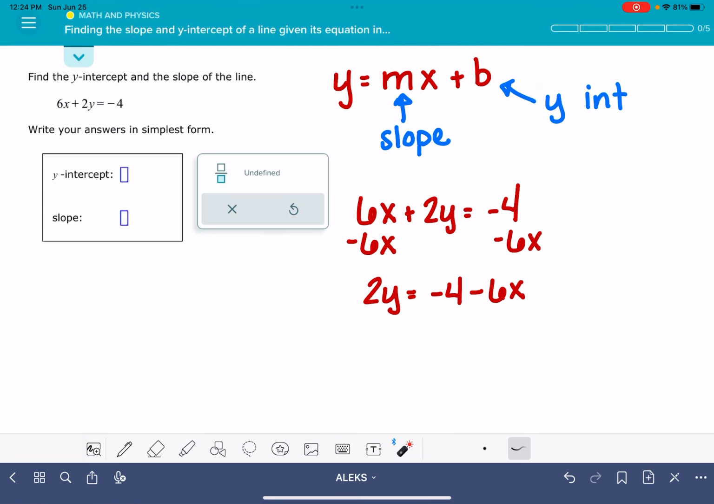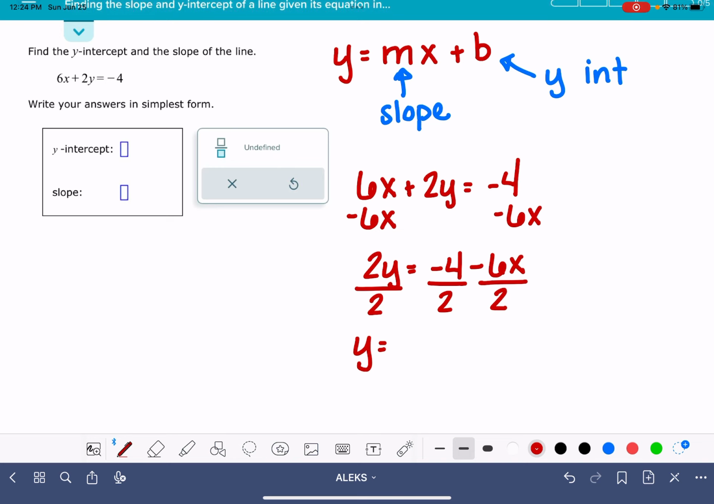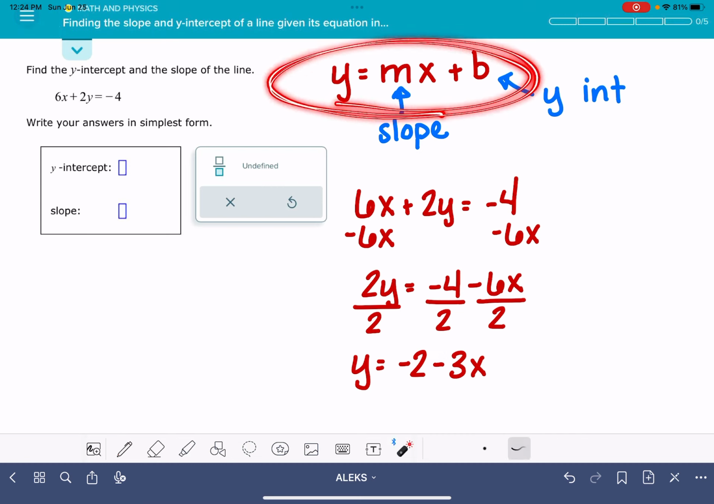The next thing that I want to do is really isolate the y. So I want to get rid of the 2 that's in front of it. And I'm going to do that by dividing both sides of the equation by 2. I'm going to divide every term in this equation by 2. That's going to give me y equals -2 minus 3x. So now it's looking really similar to the generic form of the equation.